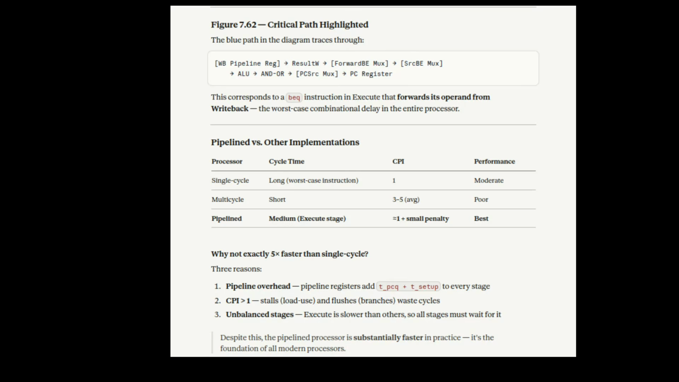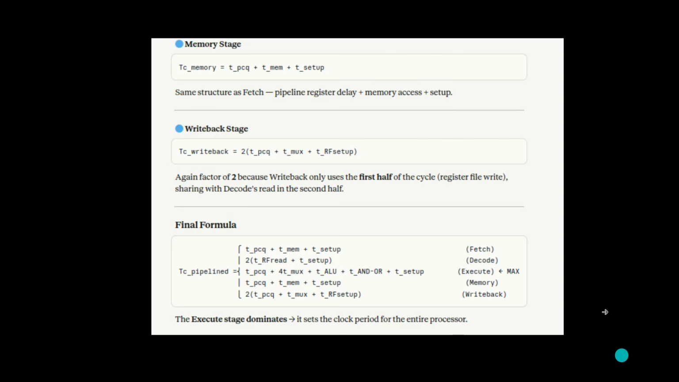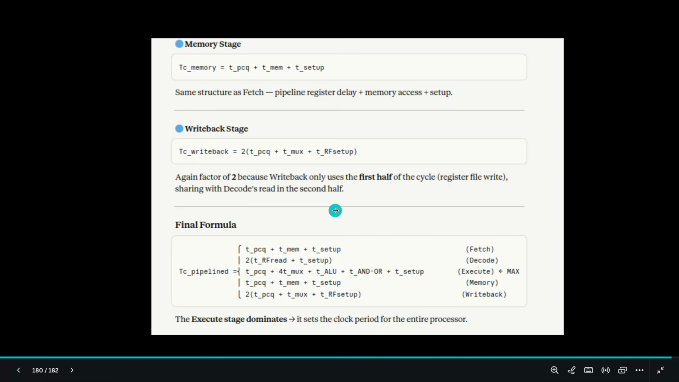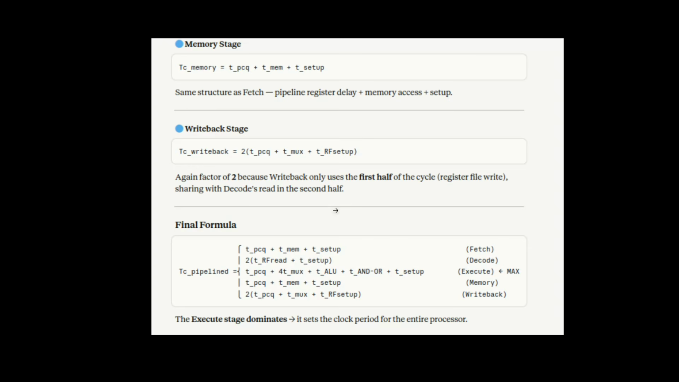And you also have to understand why the pipeline is not 5 times faster than single cycle. There are 3 reasons: pipeline overhead, CPI is greater than 1, and unbalanced stages. And also you have to understand this formula. This is the only thing that you have to remember from this class.